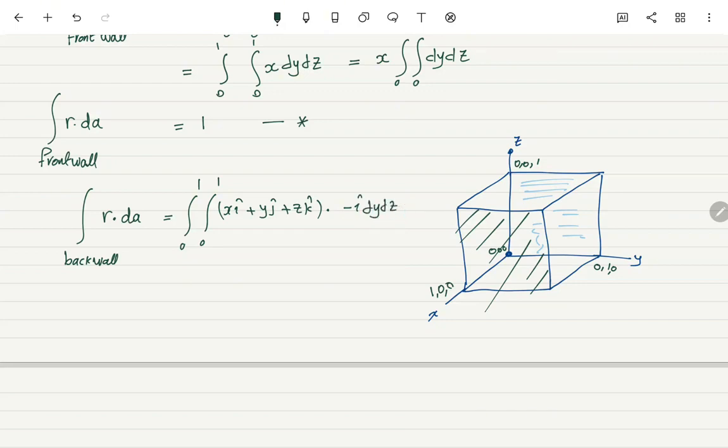Now the x position for the back wall, it's equal to 0, so this one here, it's equal to 0, and if you dot product this with this, no j hat, no k hat with this one here, and the only one that multiply with the I hat is equal to 0, so this whole integral, it's equal to 0. So integration r dot d area for the back wall equal to 0.